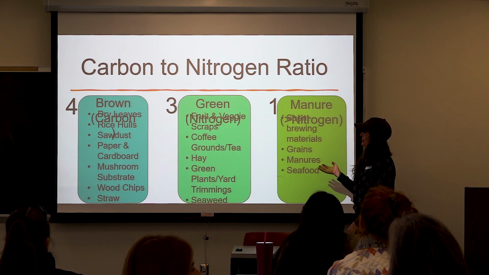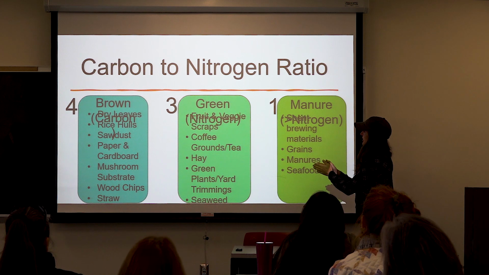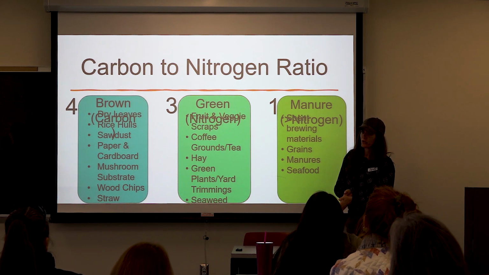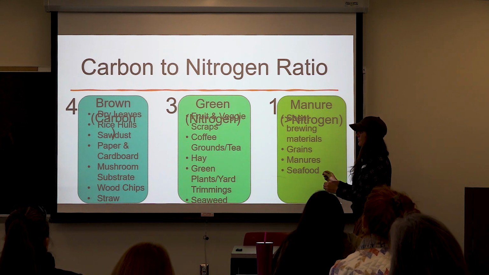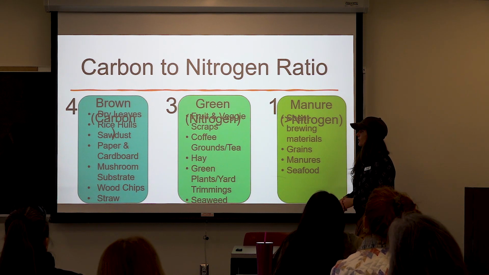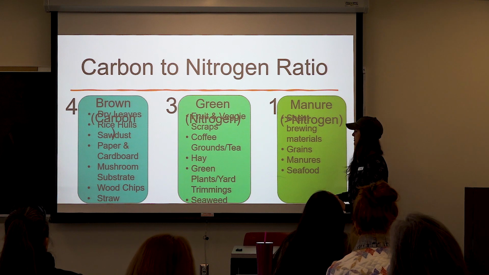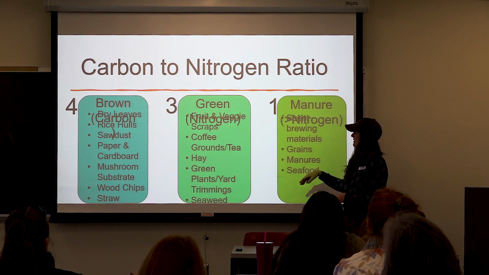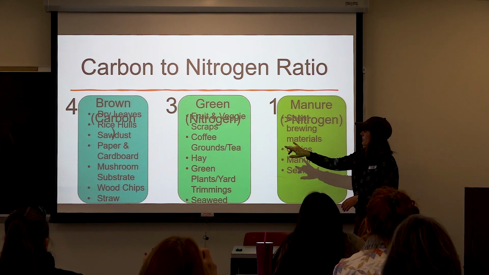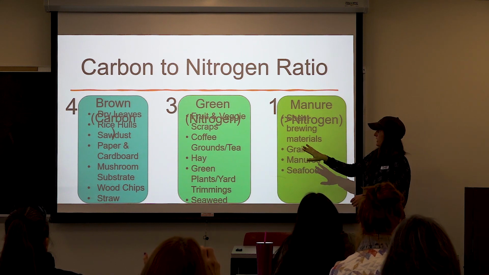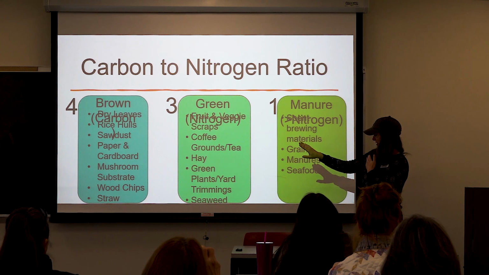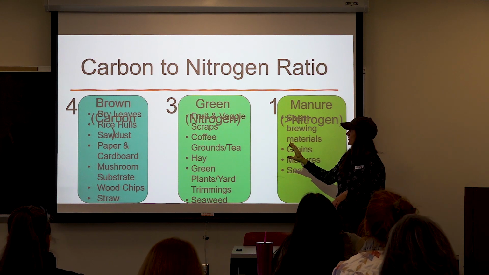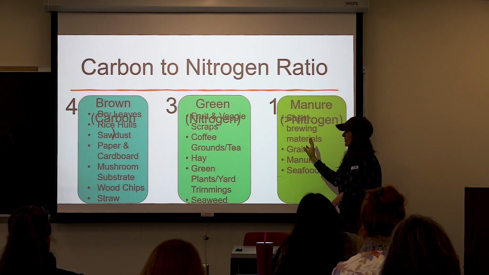So carbon to nitrogen ratio, your browns, your greens, possibly your manure. We also call this high nitrogen source. They're going to feed different classes of microorganisms, which have different effects on your compost. I've listed out some other really common materials in these different categories. But what I want you to notice is we have this ratio, which is 4 parts brown, 3 parts green, and 1 part high nitrogen.